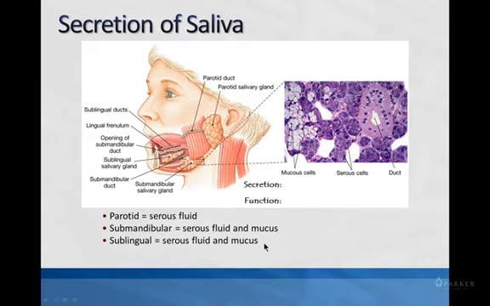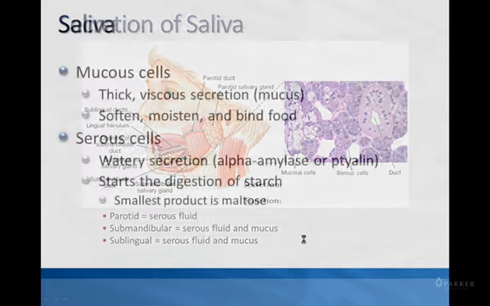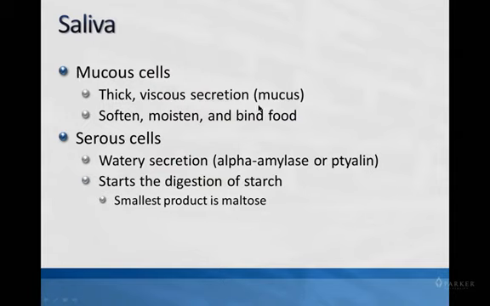So let's look over what each of these cells secrete and their overall functions. The mucus cells secrete mucus, a little thicker, more viscous secretion. We looked earlier at the overall characteristics of mucus, which allow it to act as a lubricant. So one of the things it does is help to soften and moisten the food, and help to bind that food together until we make a bolus that we're going to swallow.